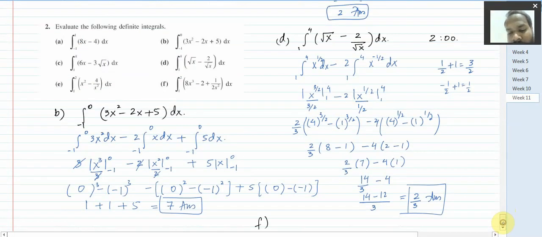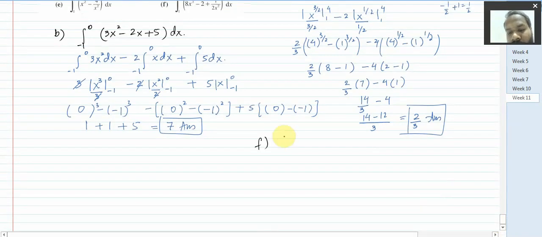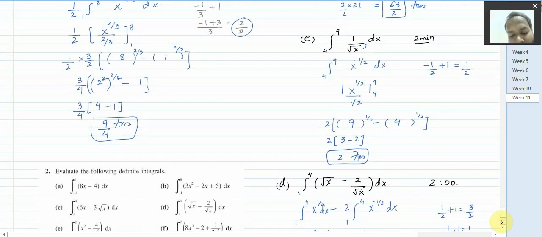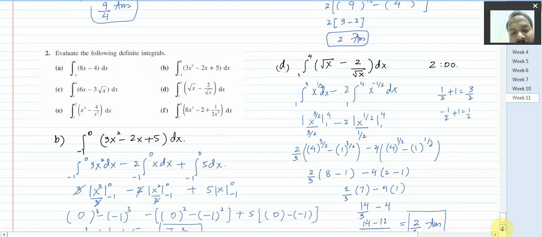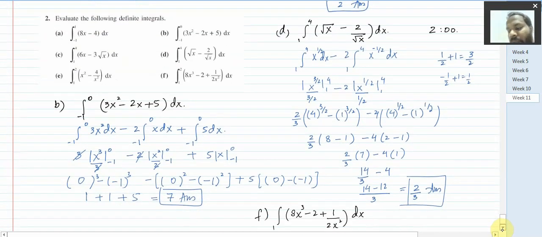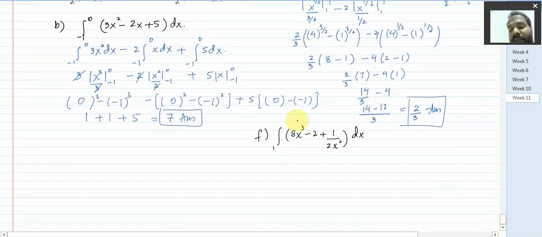And the question says 8x cube minus 2 plus 1 divided by 2x square dx, integral, lower limit is 1 and the upper limit is 2 here, right? 1 to 2, 8x cube minus 2 plus 1 over 2x square. So upper limit is 2.